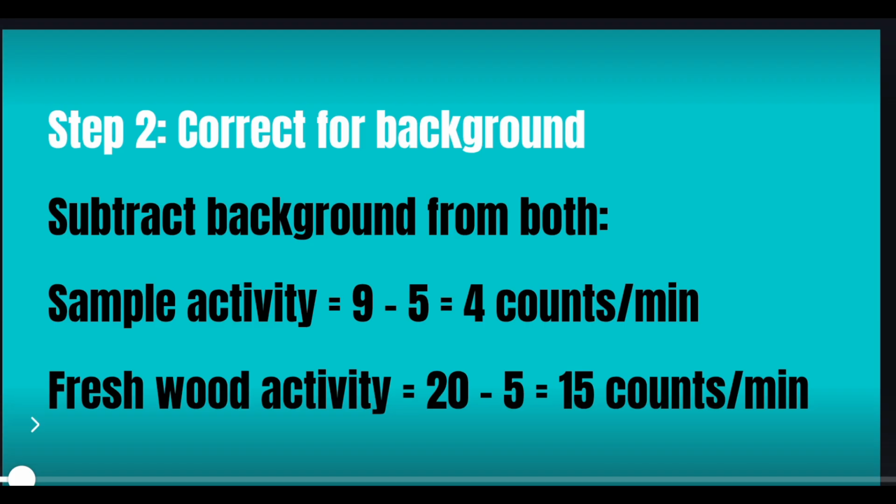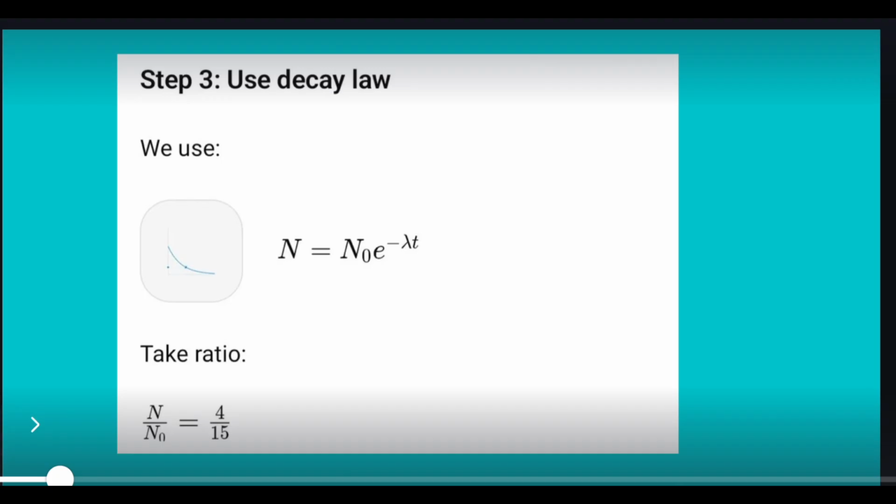In step 2, correct for background. Subtract background from both. Sample activity is equal to 9 minus 5 is equal to 4 counts per minute, and fresh wood activity is equal to 20 minus 5 is equal to 15 counts per minute. In step 3, use the decay law. Here we use N is equal to N naught e to the power minus lambda t. Take the ratio. N by N naught is equal to 4 by 15.